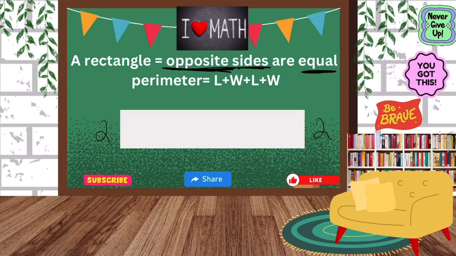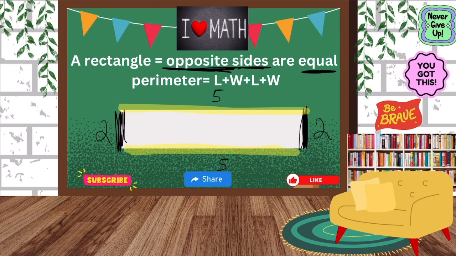Okay, so if I have a length of 2, that means that the opposite side of that 2, all the way on the other side, also has to be 2 because they are opposite sides. My width, where you see the yellow line, the width at the top will be 5. That means the opposite side of that, the bottom, also has to be 5.